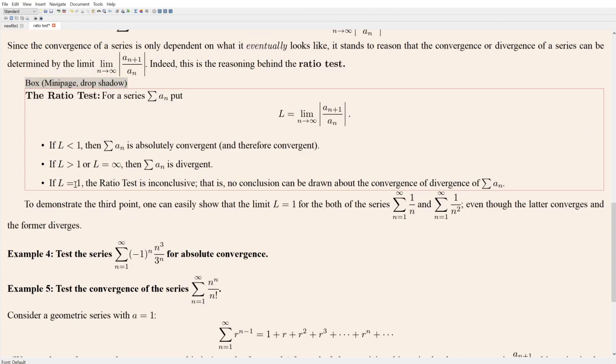Now, if this limit actually ends up being equal to 1, then we actually can't conclude anything. Because, for instance, consider the ordinary harmonic series, and the p series with p equals 2. If you just go ahead and compute this limit, you can find that L is equal to 1 for both of these guys. That's an easy enough thing to compute on your own if you don't trust me. But this dude diverges and this dude converges. Okay? So the fact that this limit is equal to 1, that means that we can't conclude anything. The series might be convergent or divergent.